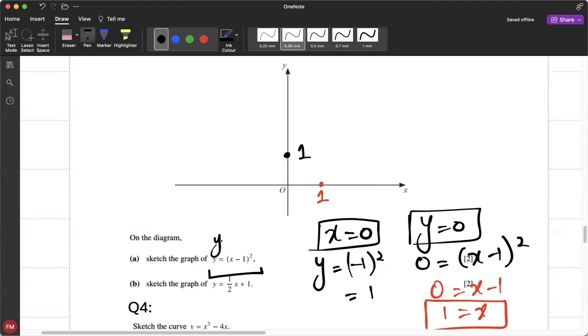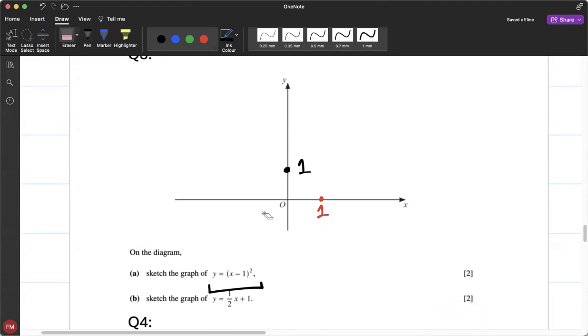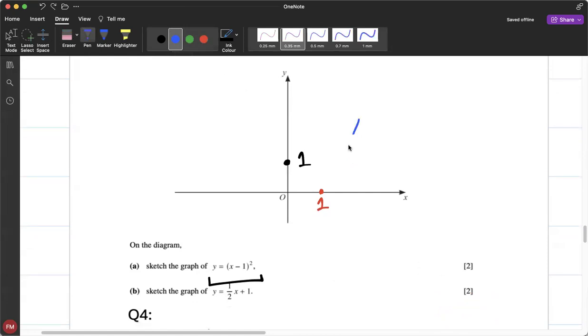I can expand it, and obviously that's going to give me x squared minus 2x plus 1. I don't have to. I'm just trying to teach you that this is a quadratic equation. What does a quadratic equation mean? That it's a U-shaped graph, right? So can I say, everyone, that the graph is going to be something like this? There you go. Again, please do not use a ruler for these kind of questions. Just try to make a better sketch. So I'm done with part A.